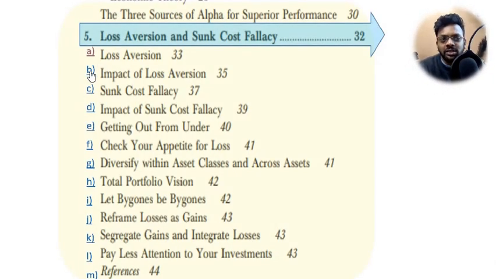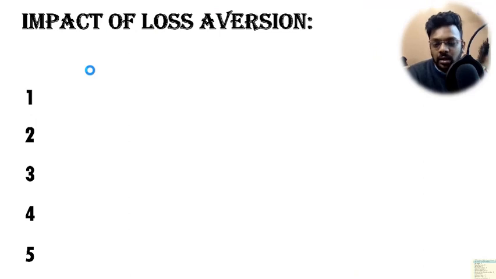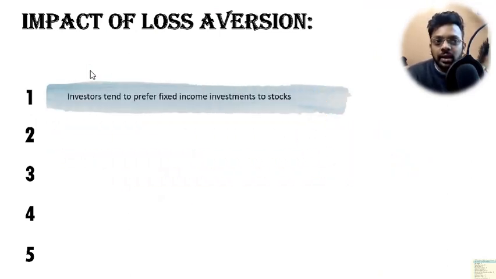What are the impacts of loss aversion? The second topic is impacts. Yes, we understood loss aversion. What are the impacts? Parag Parikh talks about 5 major impacts. 1. Investors tend to prefer fixed income over stocks. Yes, because of the fear of losing, people tend to go towards fixed deposits, because they give a fixed income, while stocks are a little risky.